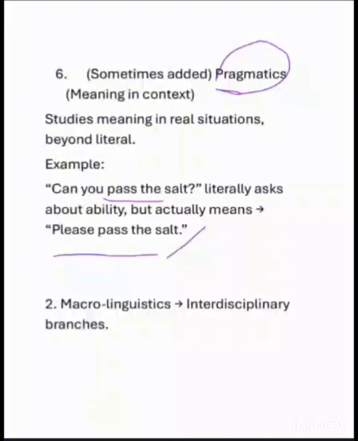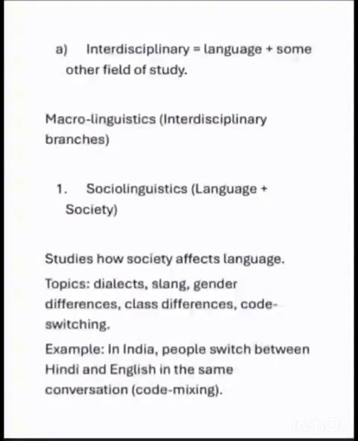Then we look at macrolinguistics. Macrolinguistics is further divided into interdisciplinary and intradisciplinary branches. We are going to look first at the interdisciplinary branches. Interdisciplinary deals with language and its relation with other fields like society, mind, or computers. So it deals with language together with outside fields.